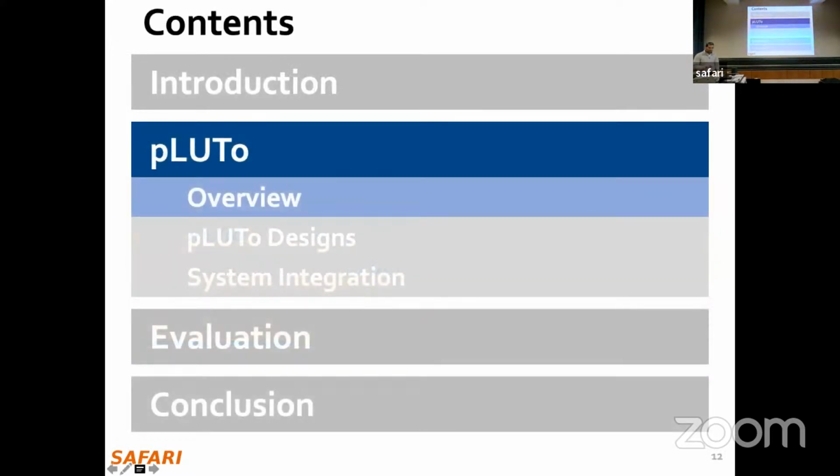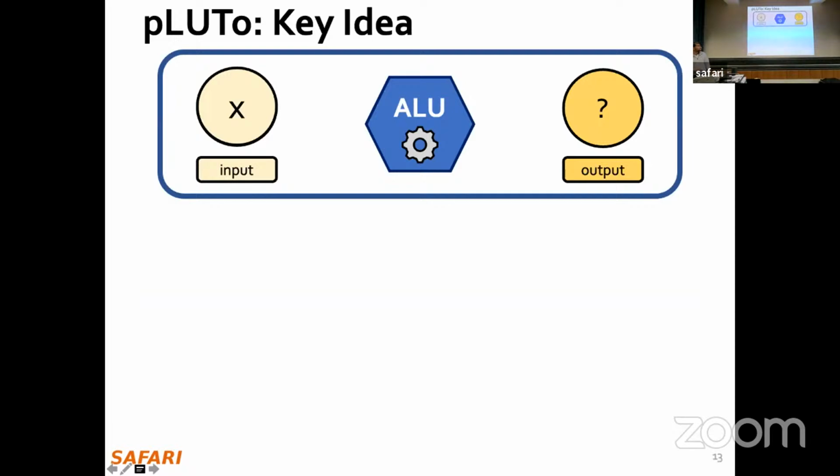So with that in mind, I'm going to give a brief overview of pLUTo's key idea and how we implement more complex operations inside DRAM. Here I have an abstraction of how, in a compute-centric system or even in a processing-near-memory computation, we actually do some computation, right? You have some input data, here X, and then you have some output data that you want to produce. And what we do is that we have some sort of arithmetic logic unit that takes X, transforms X by doing some set of computation, and then produces the output as a function of X.